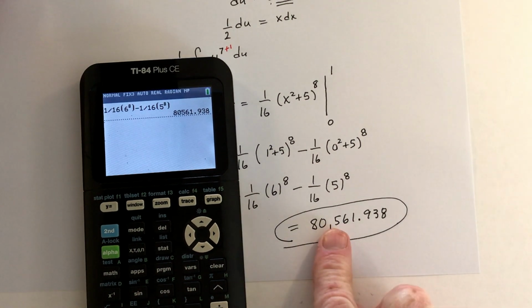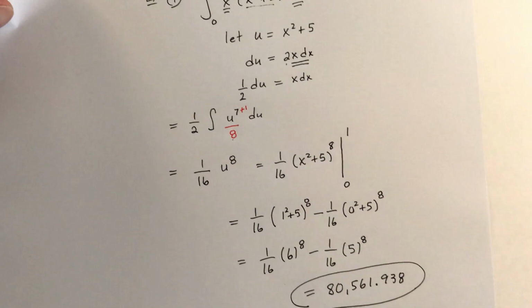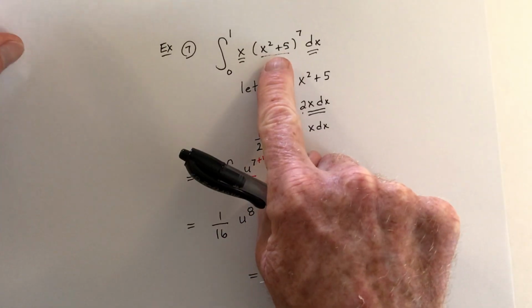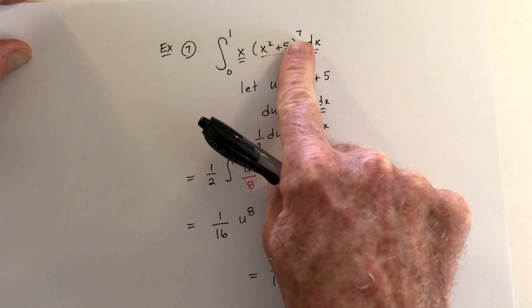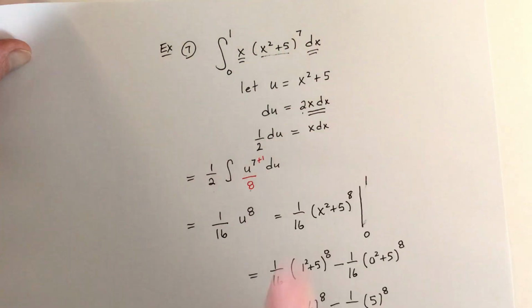And of course this number is so big because when you square something, that makes it bigger, and then when you raise it to the 7th, that makes it even bigger. So that's the reason the answer was so big.